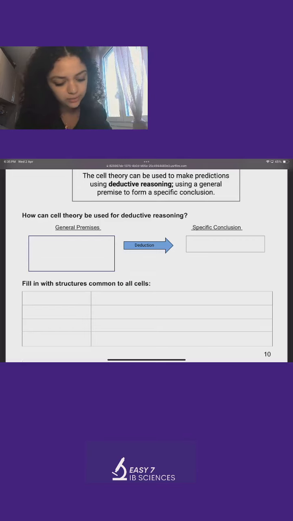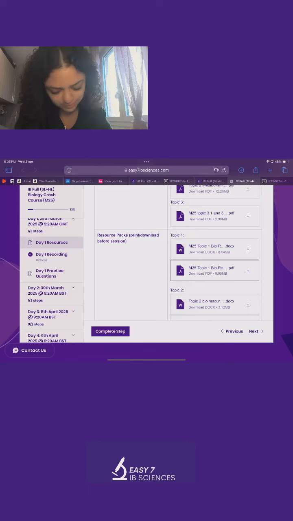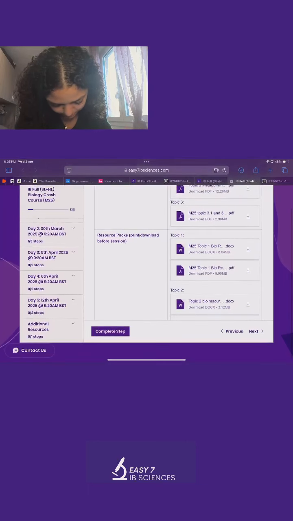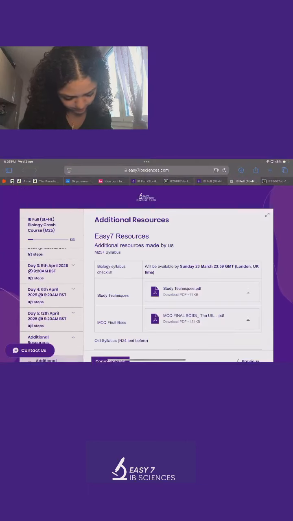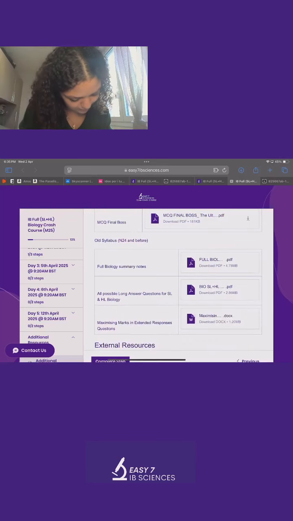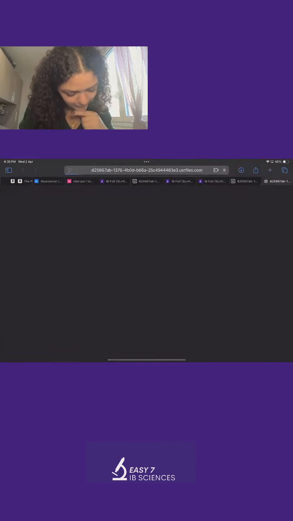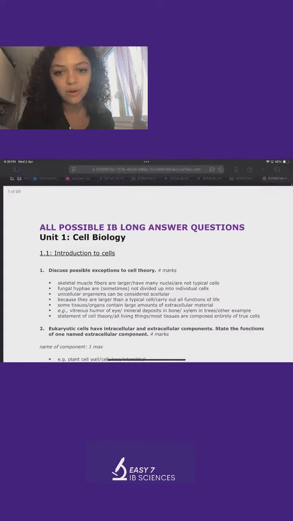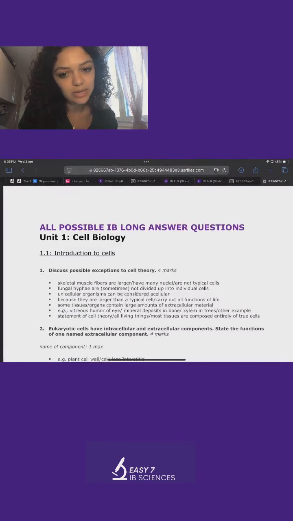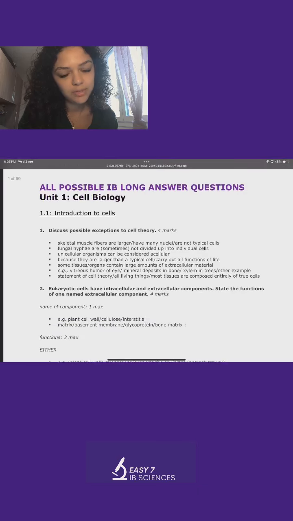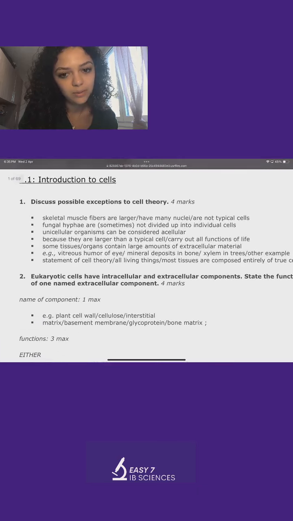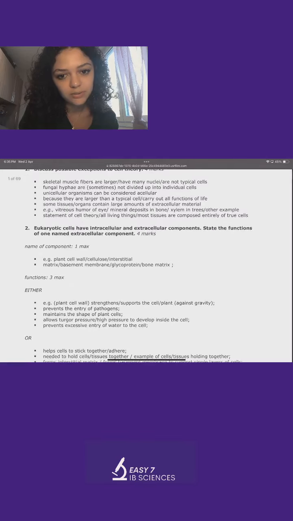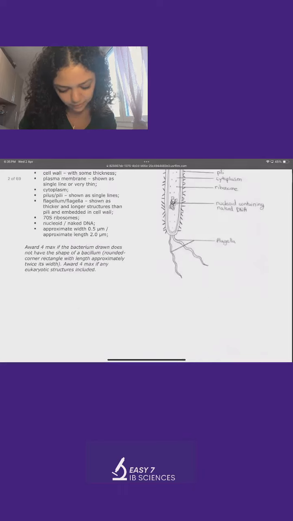Yes, there's answers available. Someone just asked if there's answers available. I'm going to show you guys this lovely cheat sheet. If you go on additional resources, you're not allowed to be doing this, but if you go to this specific resource, it gives you all the possible IB long answer questions you can get and the mark scheme for them. So what can they ask you about cell theory, what you need to say, how many marks you get, what you need to say about the eukaryotic cells, and the marks you get. Okay? And it's organized by topic, which is nice.